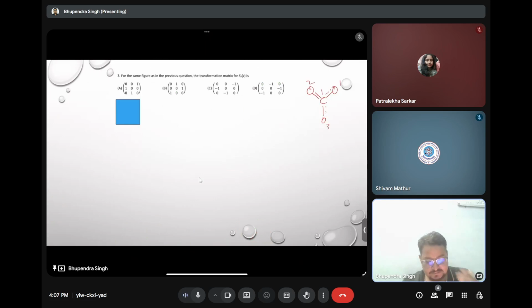Now for the same figure as in the previous question, the transformation matrix for S3Z. So what will be the operations we can do for S3Z? It should be C3Z followed by sigma xy. So let's try to find out this C3Z first.